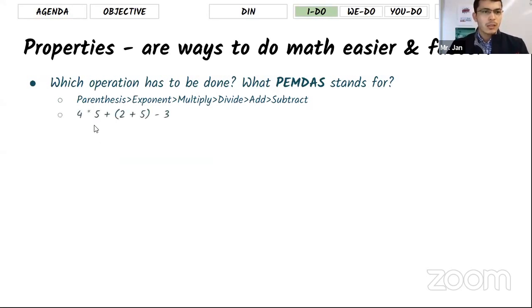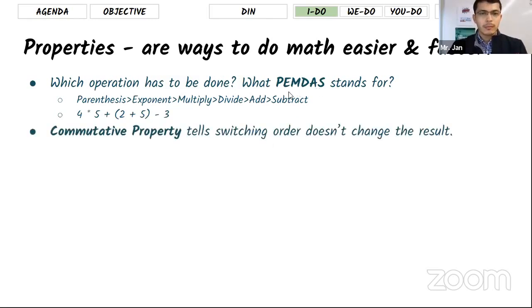The next one is an example. We have parentheses, multiplication, addition and subtraction. The first thing we need to take care of is what we have inside the parentheses. That comes first. Then there is no exponent, so we're going to skip that. And we have a multiplication, so you're going to take care of multiplication. And the last thing is addition and subtraction. So these are the review from order of operations.